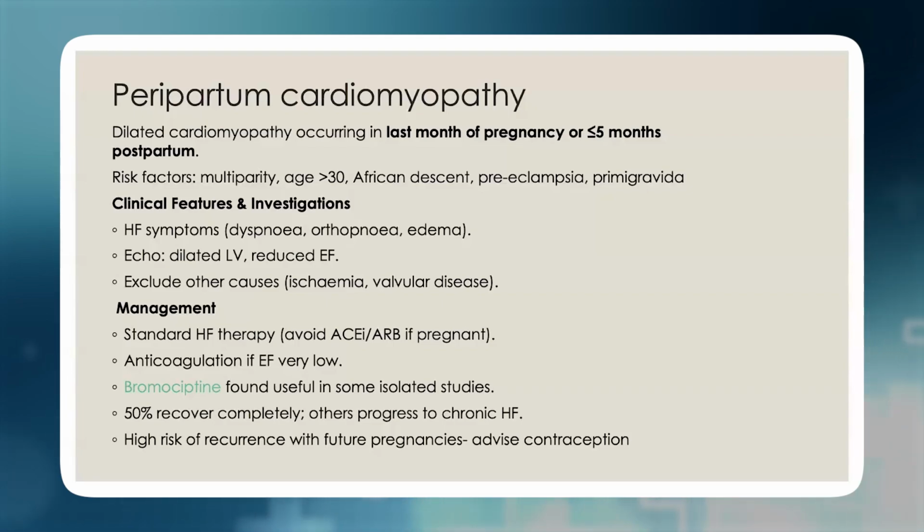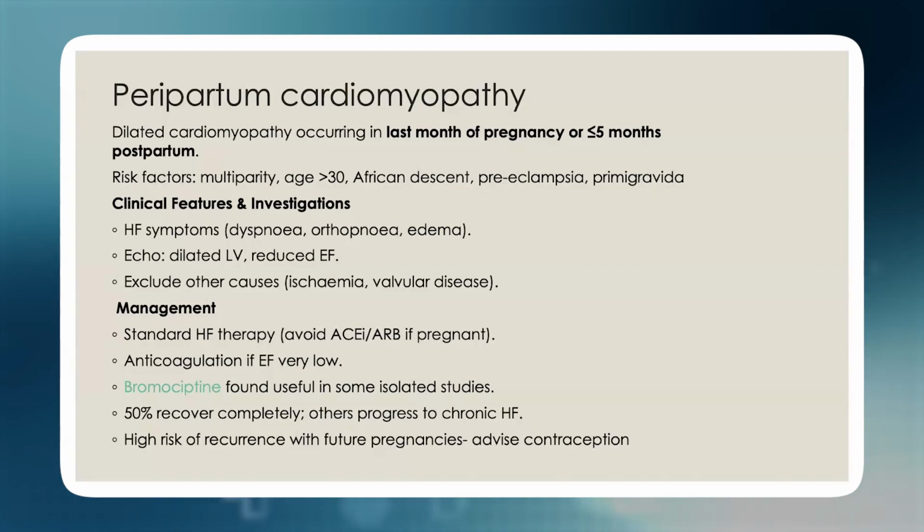Standard heart failure therapy. Anticoagulation if EF is very low. This is one of the exceptions of the CHA2DS2-VASc score. In peripartum cardiomyopathy, if AF is present, you don't need to do a CHA2DS2-VASc score. You directly go for anticoagulation. Bromocriptine has been found useful in some isolated studies, but it has not yet been included in guidelines.